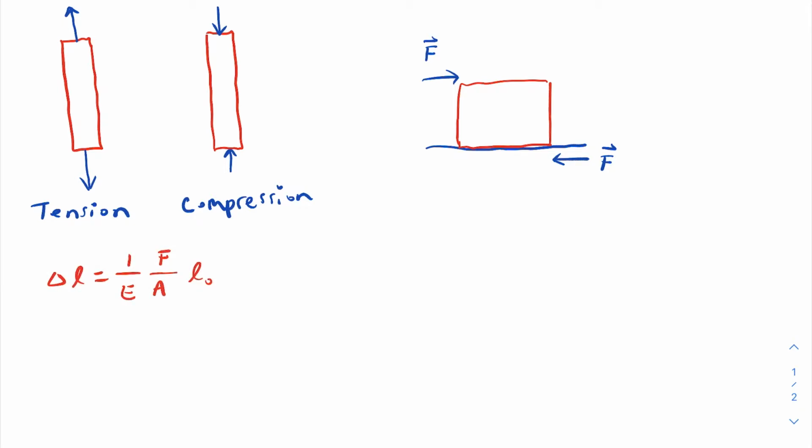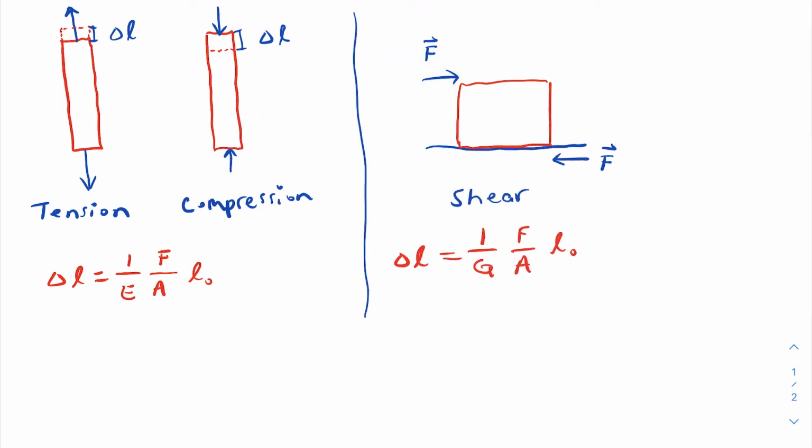In my last video, I showed how you could calculate the elongation for an object under tension or compression, knowing Young's modulus, the applied force, the cross-sectional area, and the initial length. For an object under tension, we know that the elongation will be positive, while for an object under compression, the elongation will be negative. We can actually use a similar formula to calculate elongation when shear force is present.